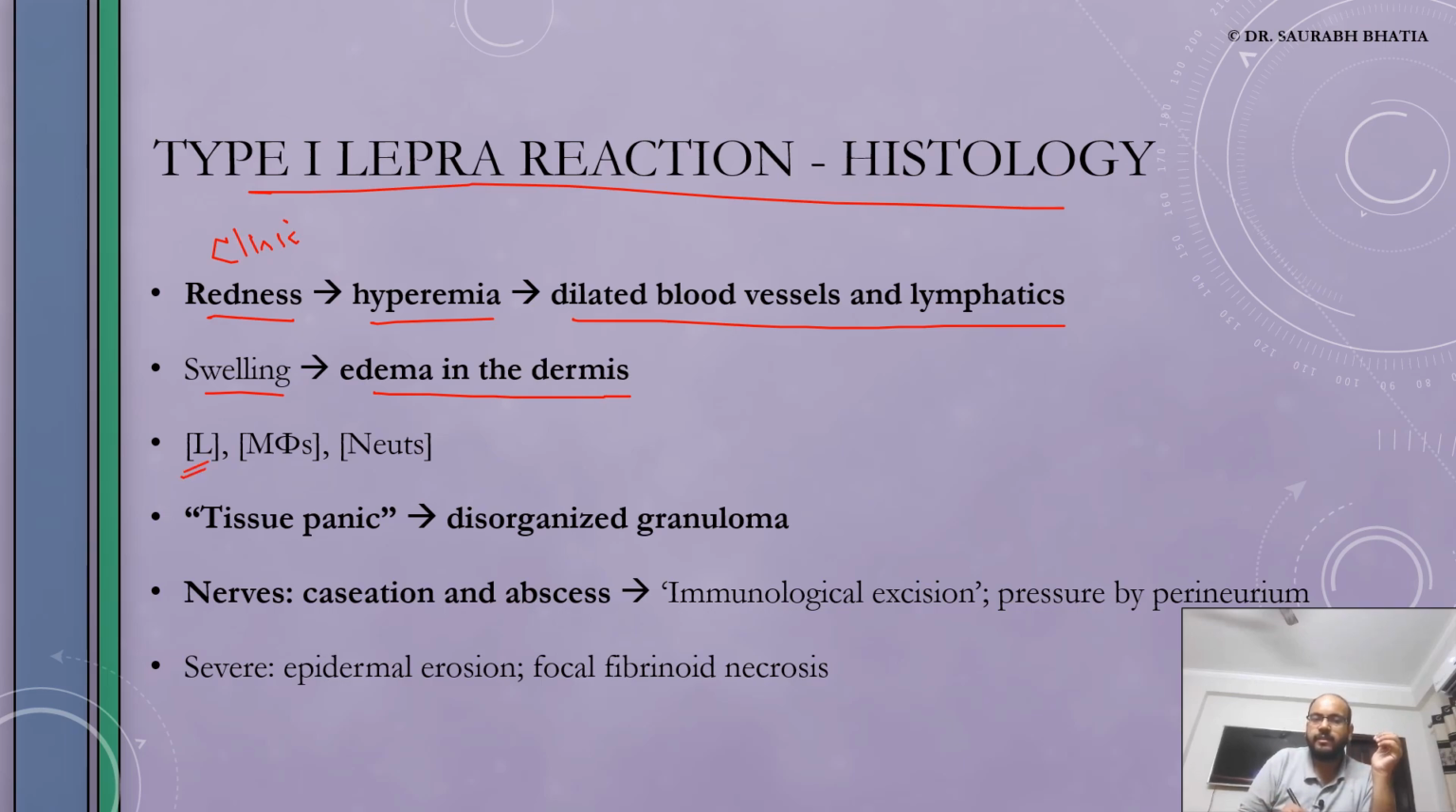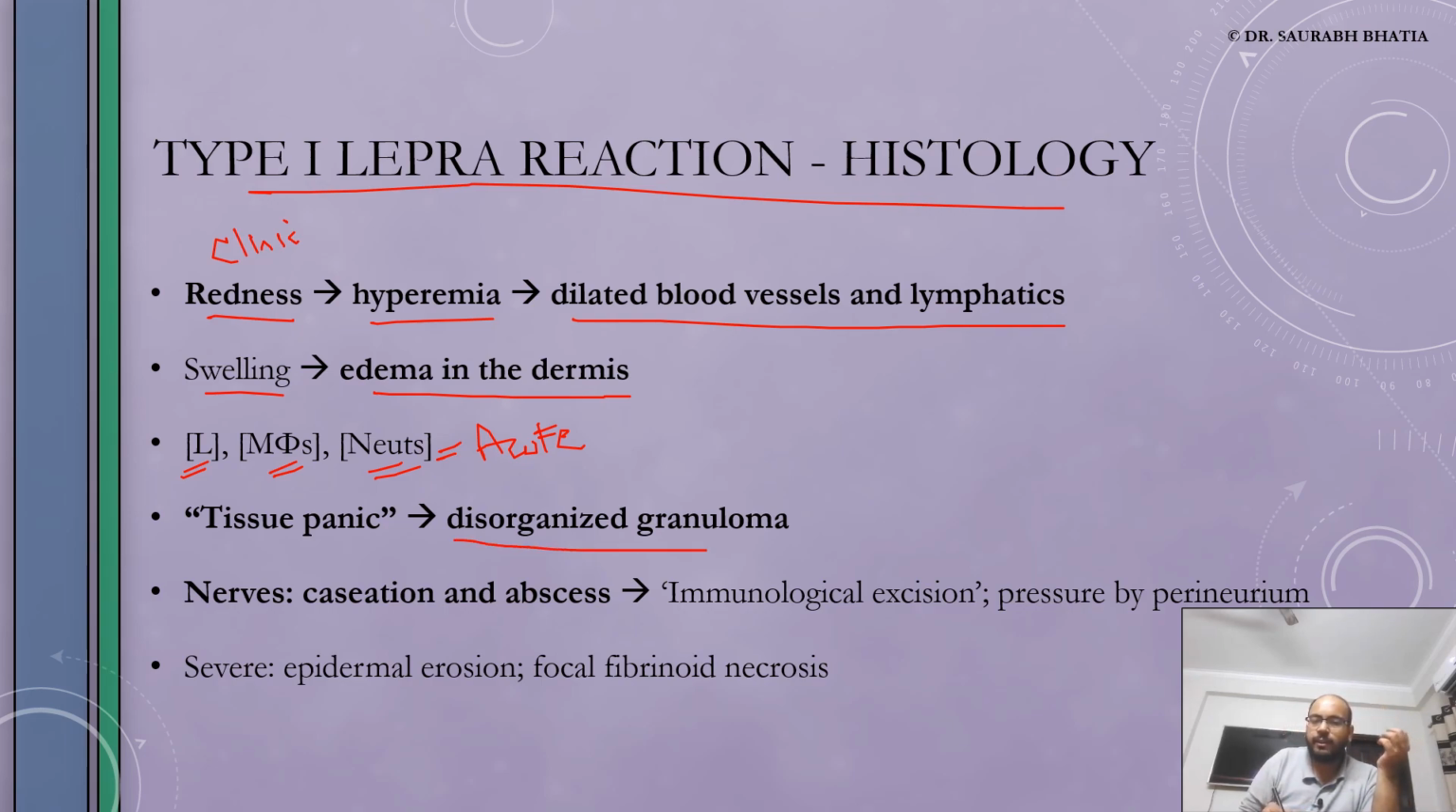There are a lot of lymphocytes, macrophages, neutrophils. Okay, why neutrophils? Because something acute is going on. We are rapidly killing the bacilli, we are rapidly destroying the bacilli. So a lot of neutrophils are there to help the immune system to get rid of the bacilli.